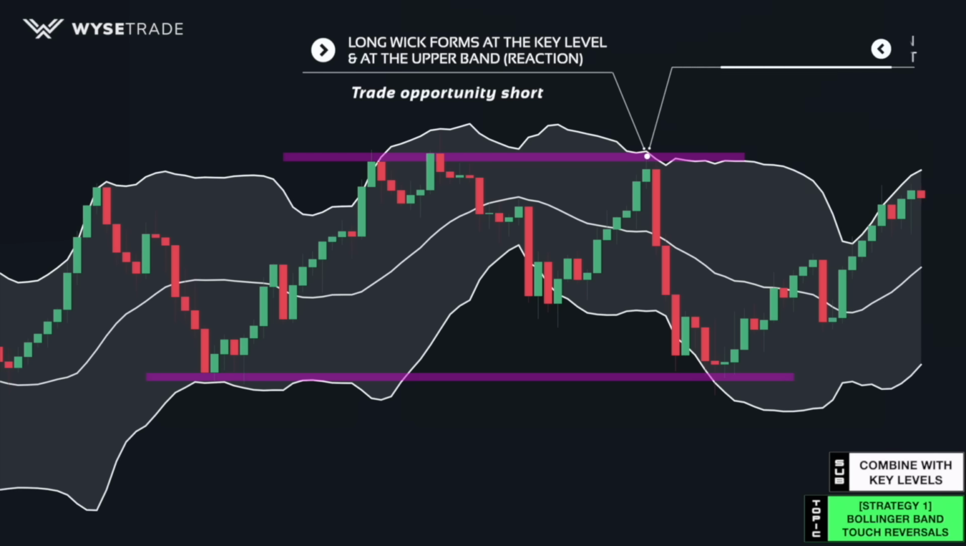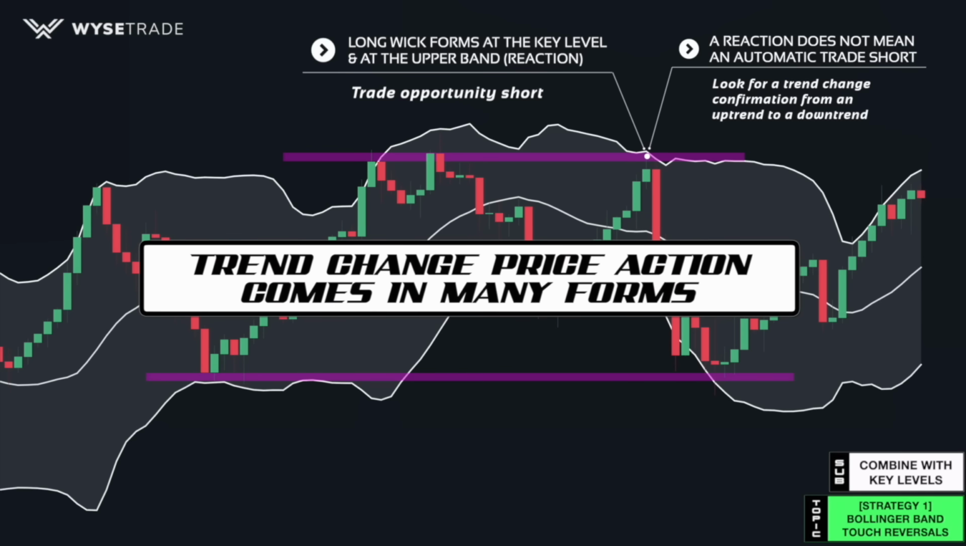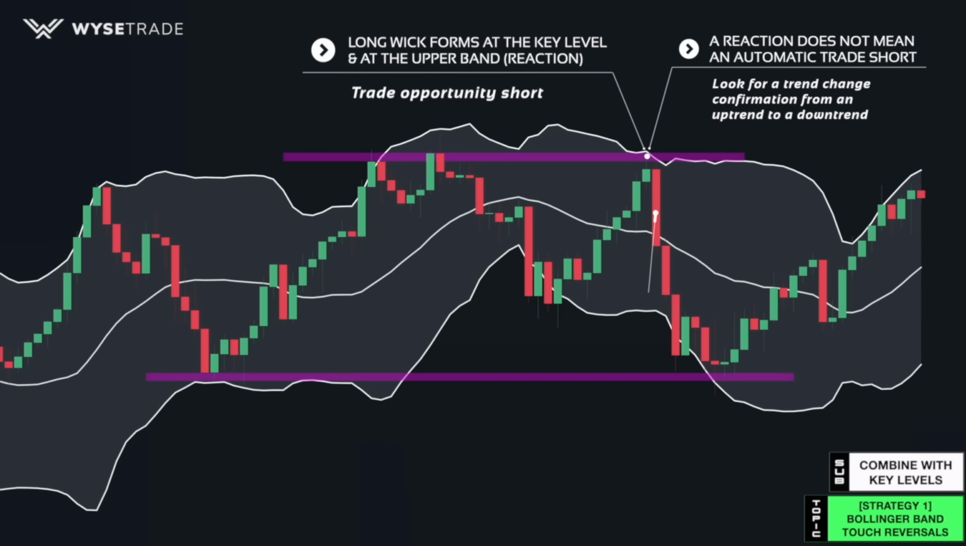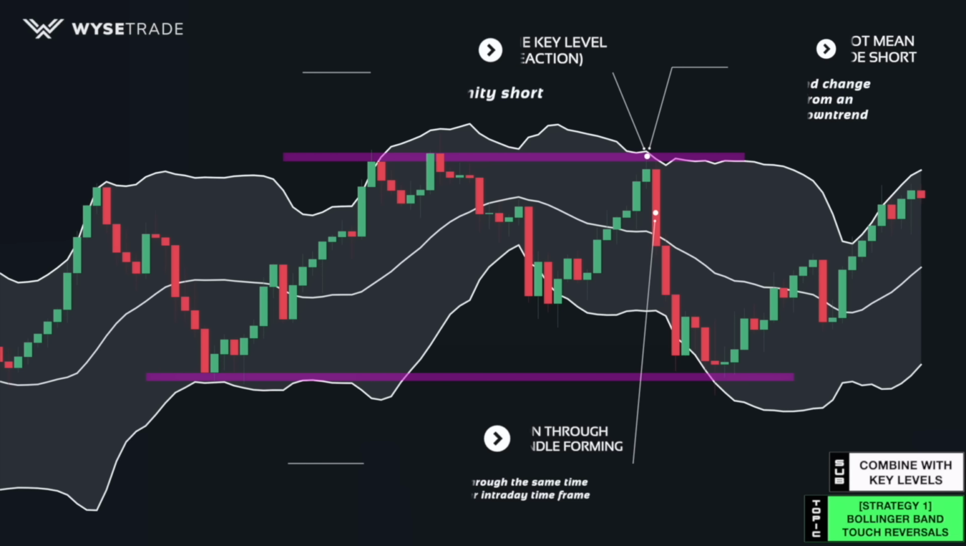As always, a reaction does not equal an automatic trade, so you need to look for a trend change confirmation to show that the uptrend is over and that the reversal has begun. Trend change price action comes in many forms, but in this case here, a simple way would be to wait and see if you get a momentum candle like this to form off of the level before looking for a trade entry short. Now in the opposite direction, this works the same.